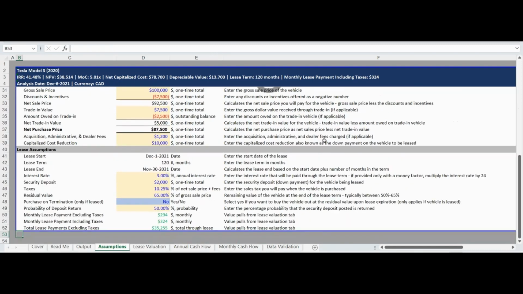If the vehicle is being leased, assumptions are input for the interest rate, deposit, taxes, residual value, and the probability of having your deposit returned. As a reminder, the measure definition and a complete detailed description of each assumption is included beside each input to help guide your analysis.